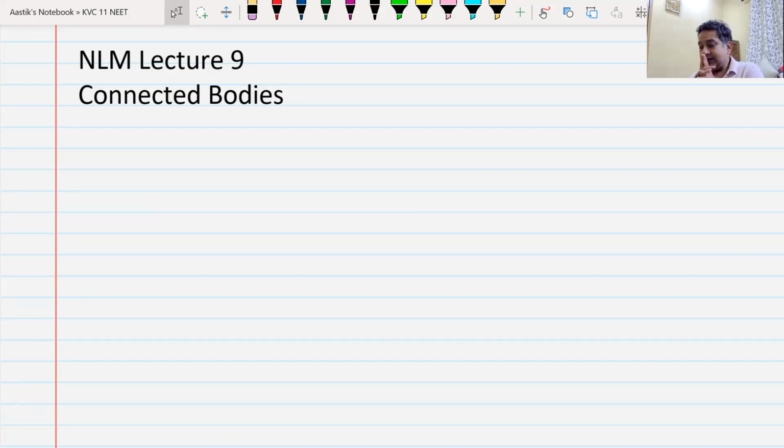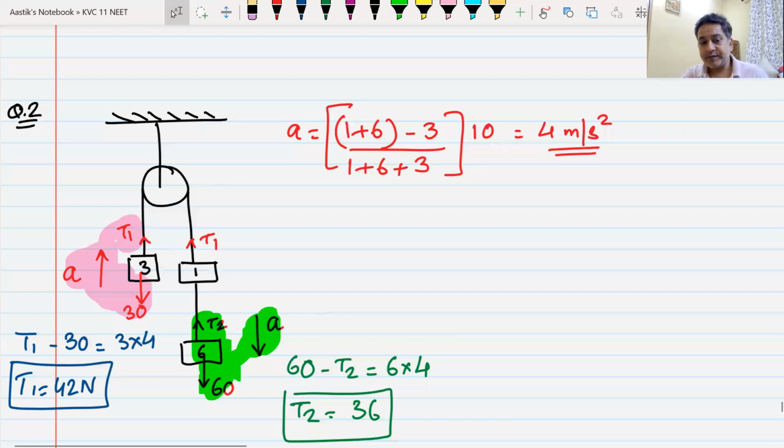Good afternoon, everyone, and this is lecture number 9, and we are dealing with connected bodies. I hope that we are able to do this connected bodies in today's class. In yesterday's class, we had seen the case where we had pulleys and strings, and we had seen how do you find out the acceleration of the blocks and the tension in the string. Do we remember these cases? Yes or no?